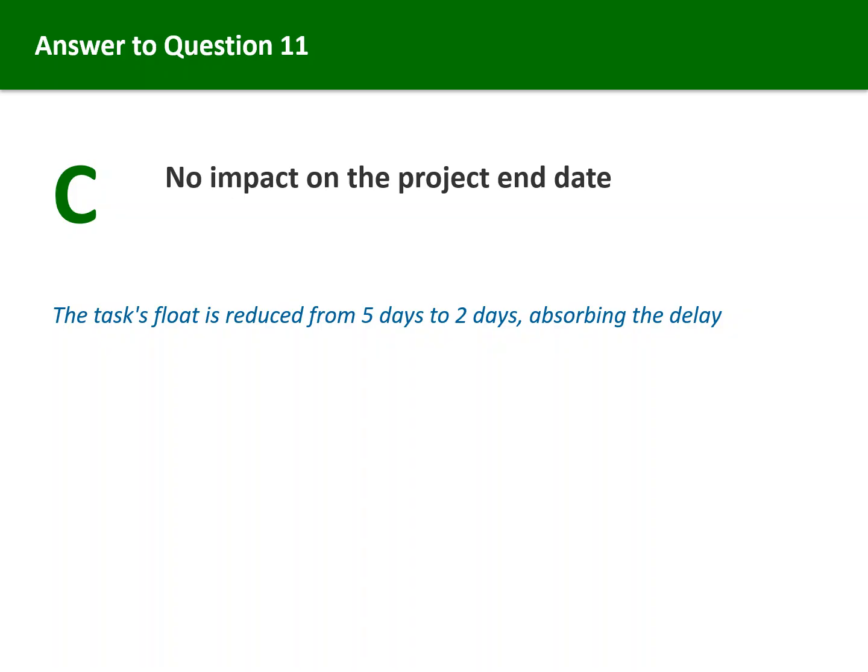When a task has 5 days of float and is delayed by 3 days, the float absorbs the delay. The task's remaining float is reduced from 5 days to 2 days, but the project end date is unaffected. However, if the task were delayed by more than 5 days, the excess delay would impact the project schedule, and that path could potentially become the new critical path.